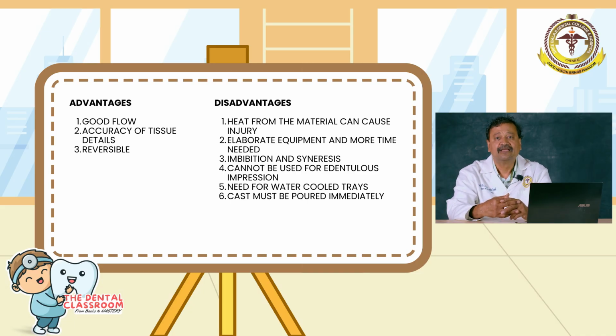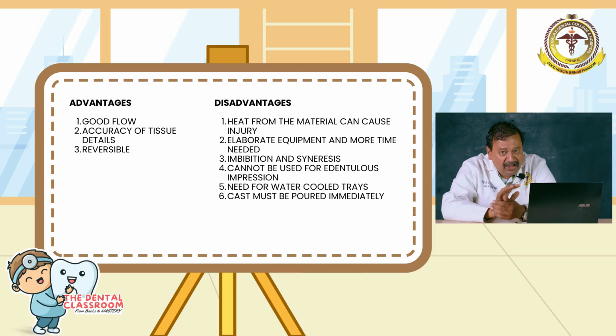So that means what? As soon as we make impression, we should pour the cast immediately, right? And agar cannot be used for edentulous impression. It is a very good impression material for dentulous cases, not for edentulous mouth. Definitely we need a special type of trays. As I told you, water cooled trays are specifically needed for agar. Then cast must be poured immediately after removal of the impression from the patient's mouth.